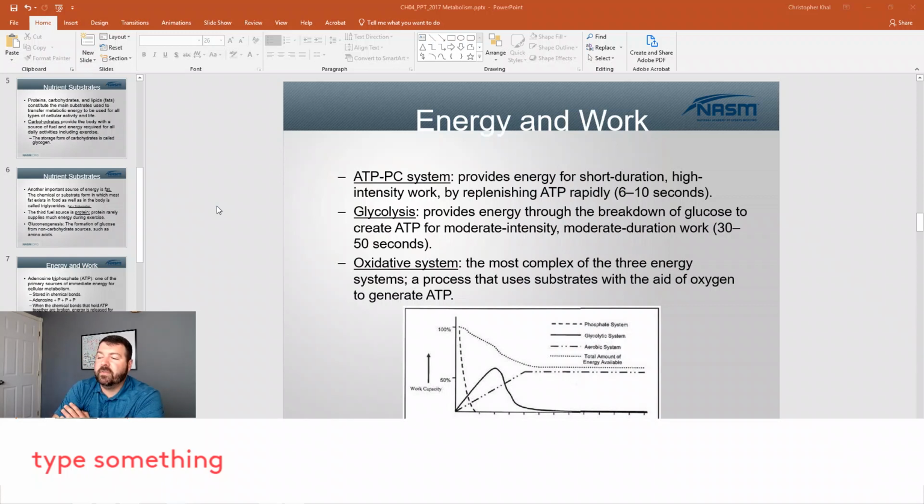Usually when you're doing activity, you're going to use all three systems at once. The first one is going to be primarily your ATP system, or phosphocreatine system. That's going to give you the most energy. And the next one is going to be the glycolysis.